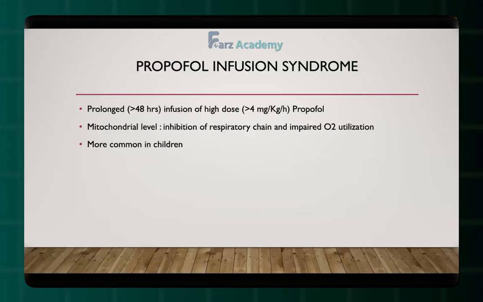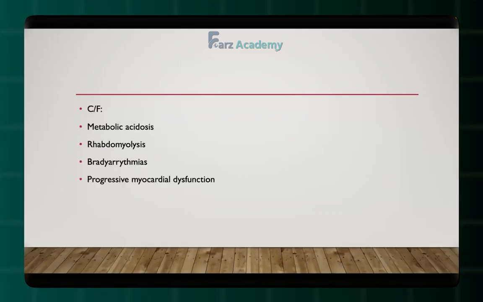Now, propofol infusion syndrome. It is caused due to prolonged infusion, usually more than 48 hours, of high dose propofol, usually more than 4 milligram per kilo per hour. The way it happens is at the mitochondrial level, there's inhibition of the respiratory chain and impaired oxygen utilization, and it is more commonly seen in children. Clinical features include metabolic acidosis, rhabdomyolysis, bradyarrhythmias, progressive myocardial dysfunction.